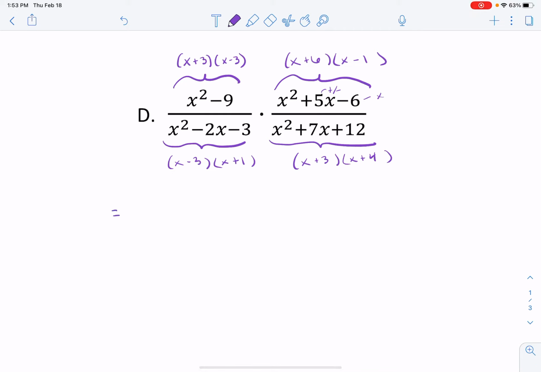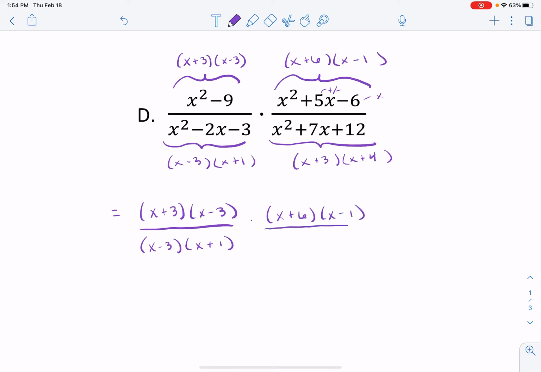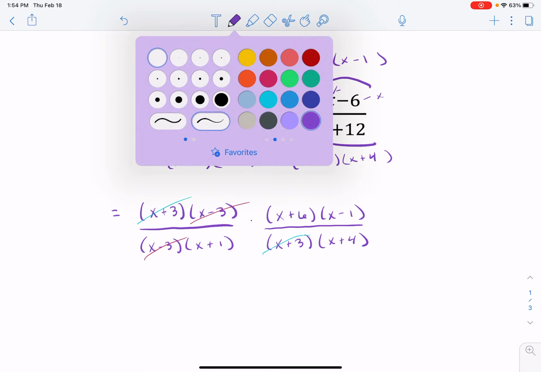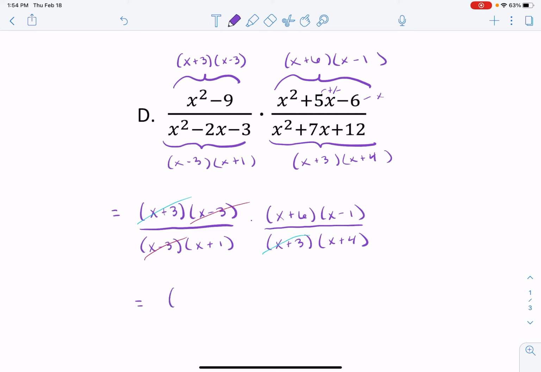So now we can rewrite these to be x plus 3 times x minus 3 over x minus 3 times x plus 1, times x plus 6 times x minus 1 over x plus 3, x plus 4. Now let's start with some canceling. We can cancel these x plus 3s. We can cancel the x minus 3s. And I think that looks like it's it. That leaves us with x plus 6 times x minus 1 all over x plus 1.